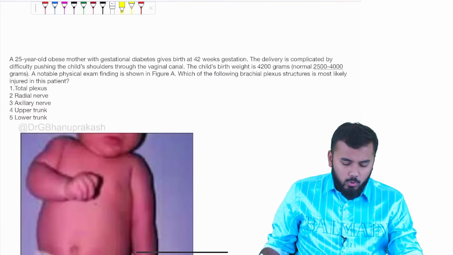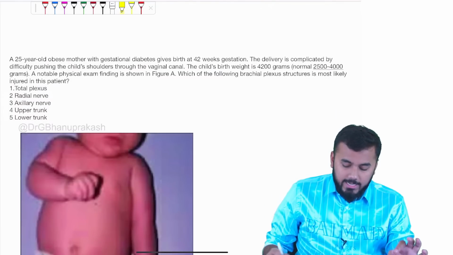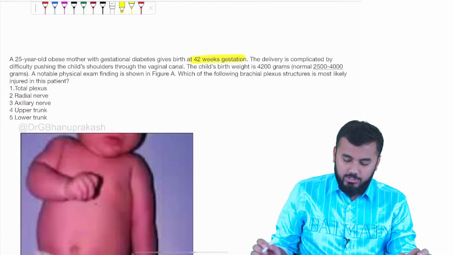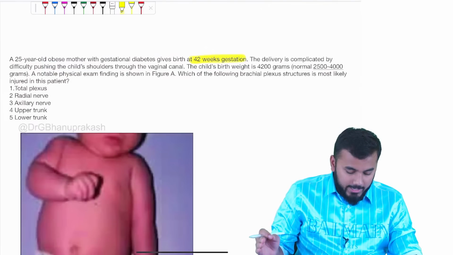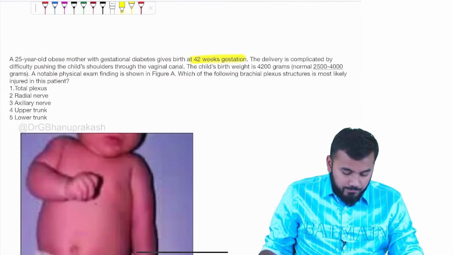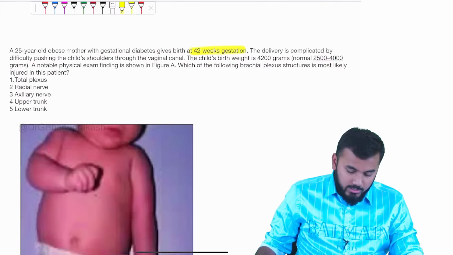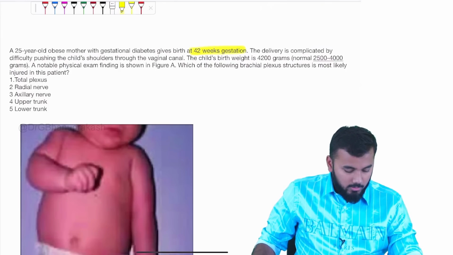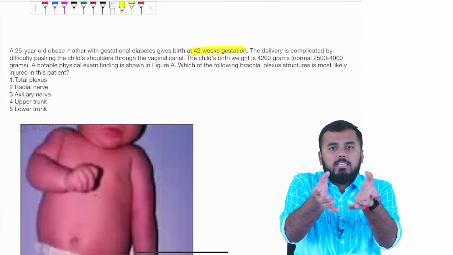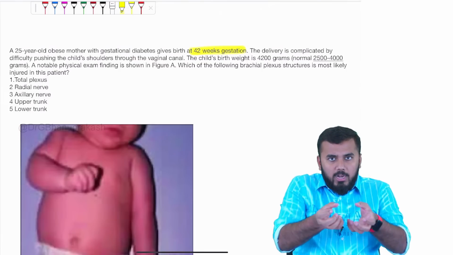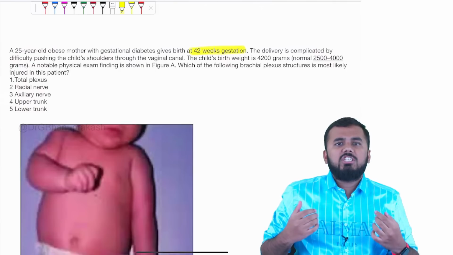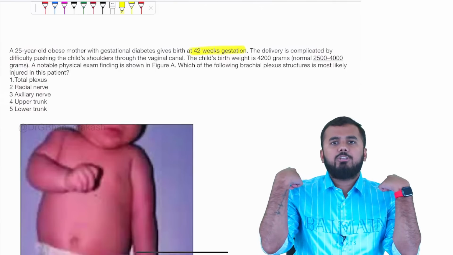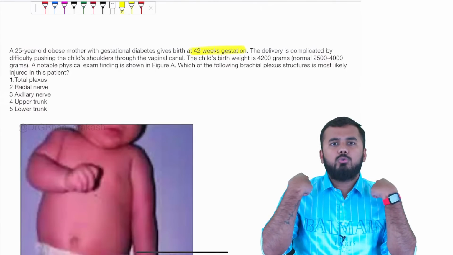A 25-year-old obese mother with gestational diabetes gave birth at 42 weeks gestation. The delivery is complicated by difficulty pushing the child's shoulders through the vaginal canal, because you have to catch hold of the shoulders and the head and pull it from the birth canal, from the vagina back, right? So in that case, touching the vaginal walls, there can be damage to the clavicle, there can be damage to the brachial plexus over here.